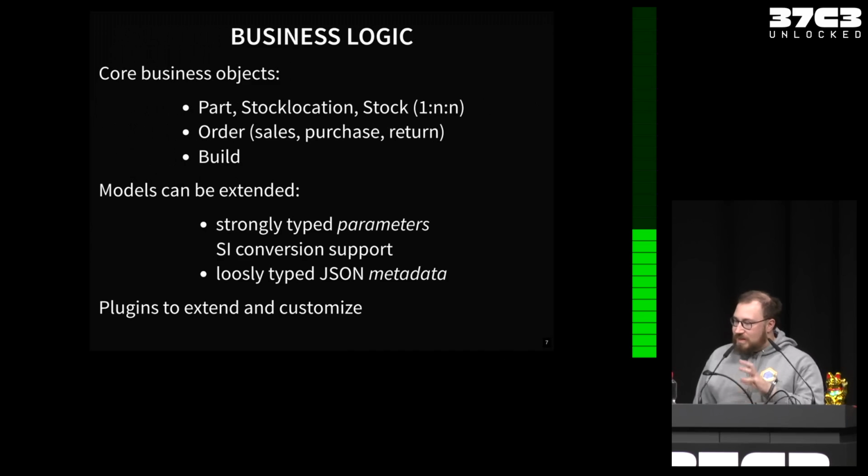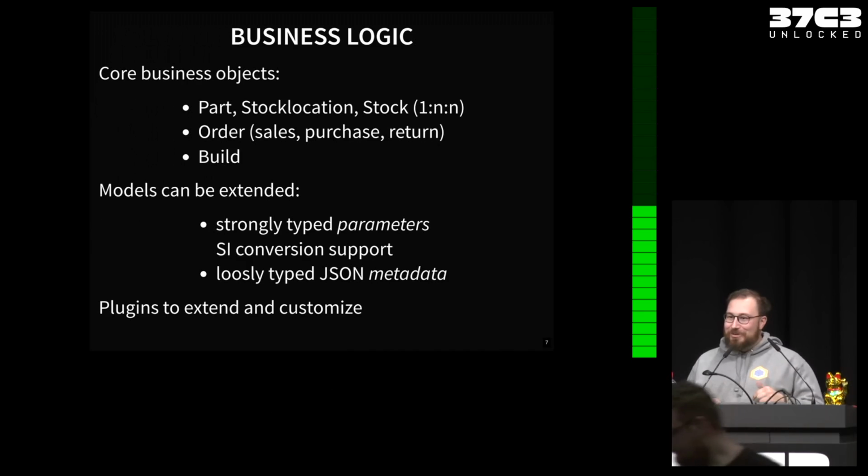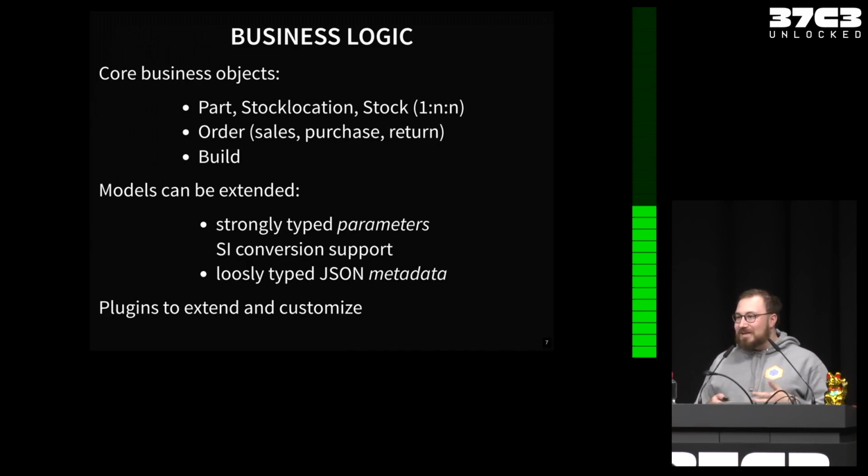We have some core business objects, parts. A part, you can have a lot of one part, so that's stock then. You can have orders, you buy stuff, you sell stuff, you sell stuff to a customer, he returns it, that's a return order. And you have builds where you build your parts from other parts.